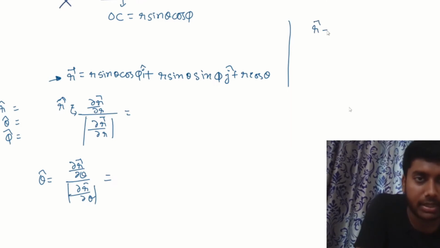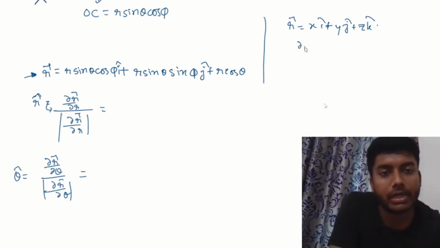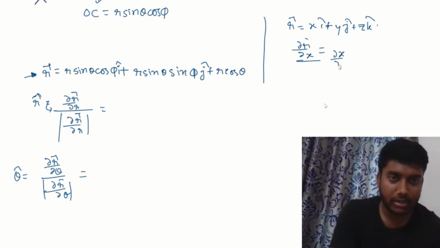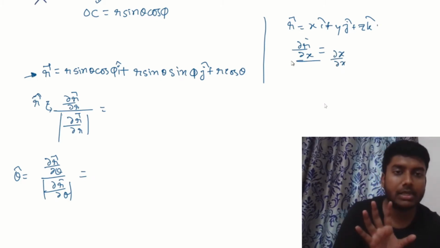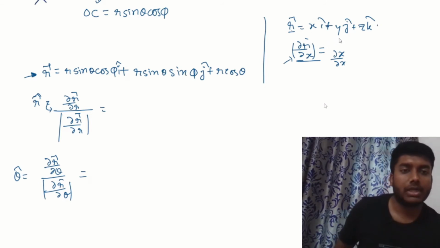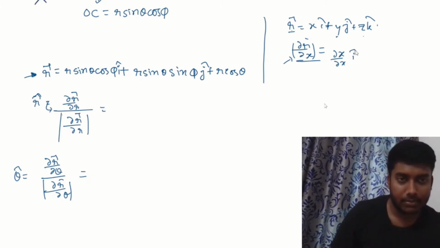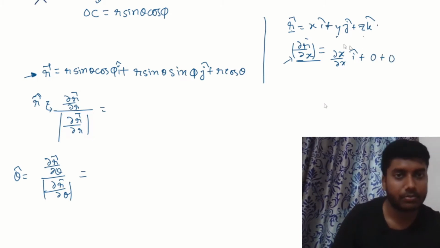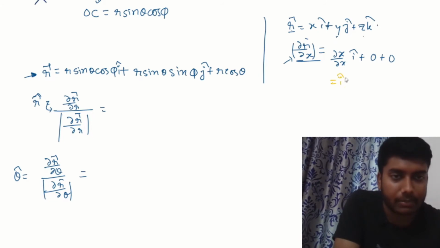Let us understand, R vector is equal to x i cap plus y j cap plus z k cap. Now if we take the partial derivative with respect to x, del R over del x, partial derivative means that we have to differentiate the R vector with respect to only x, and you have to assume that y and z are constants. So the other terms will be 0, and this will give us just i cap.